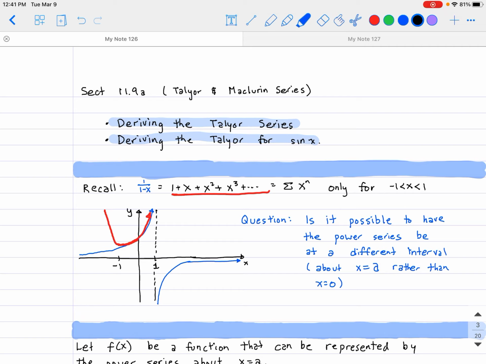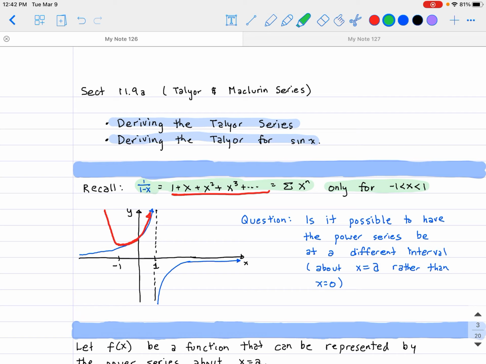As a recap, just to get you on the same page, we know that 1 over 1 minus x is the same thing as the following power series: 1 plus x plus x squared plus x cubed, and so on, which is basically the summation of x to the n. But it only works for certain values of x, and those values are from -1 to 1, exclusive.